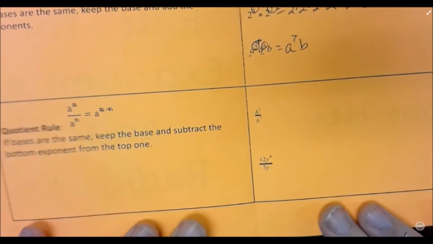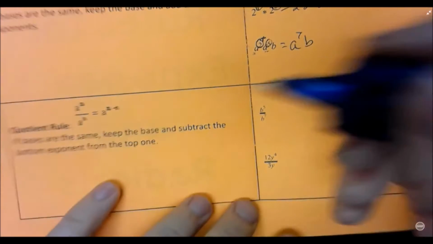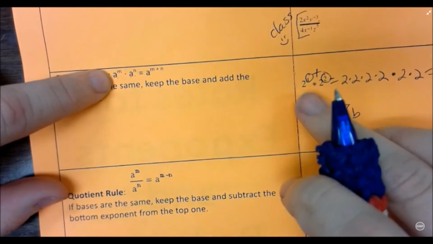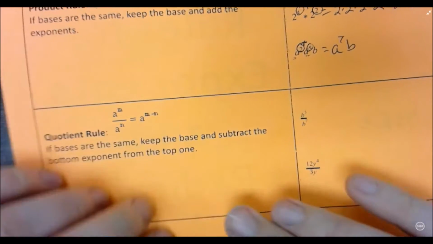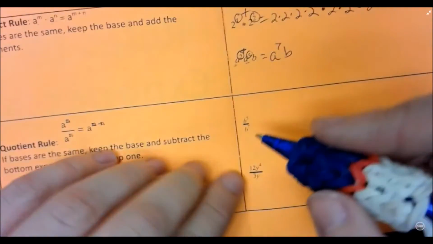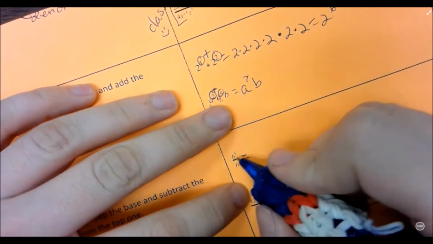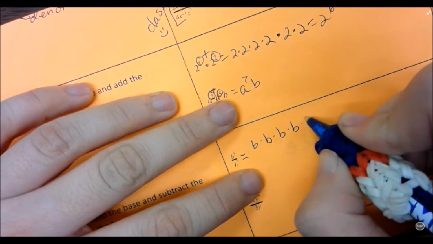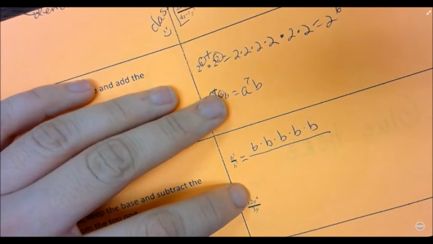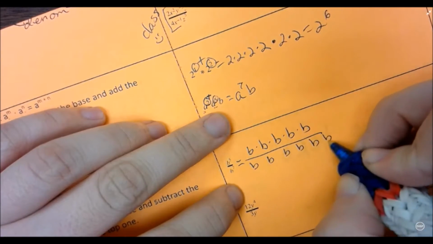And the last rule is quotient rule. Quotient means the answer to a division problem. And just like when we multiplied, we added the exponents, when we divide, we're going to subtract the exponents. So on the first one, I'm going to show you the long way, to show you why we do it this way, and maybe you'll like the long way better. I have b to the fifth: 1, 2, 3, 4, 5. B to the fifth right there. And then b to the seventh: 1, 2, 3, 4, 5, 6, 7.